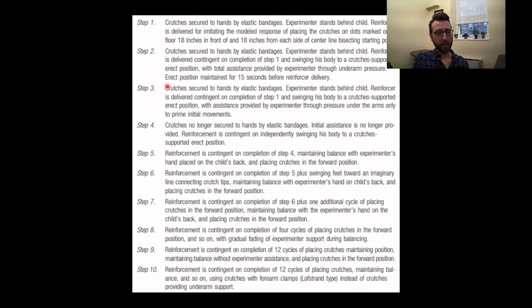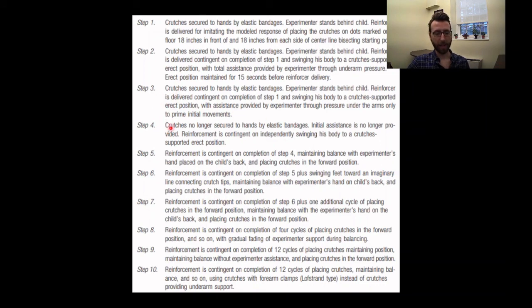So for step 2, we have things moving forward a little bit. So completing step 1 and then swinging their body to a crutches-supported position with total assistance provided by the experimenter. So having the child swing forward to support themselves, but being supported by the experimenter so they won't fall, and then maintaining that position for 15 seconds before the delivery of a reinforcer. Again, everything is very, very tightly defined, and that's very important. We have a complete description of the behavior that's required and how long it must be maintained until the reinforcer is delivered. And I'm not going to read this whole list to you, but you can see how things progress.